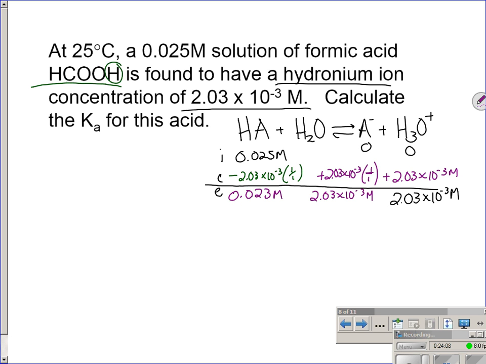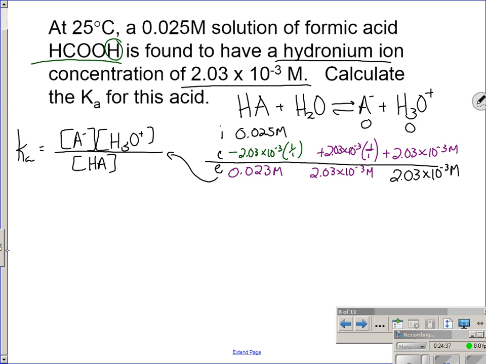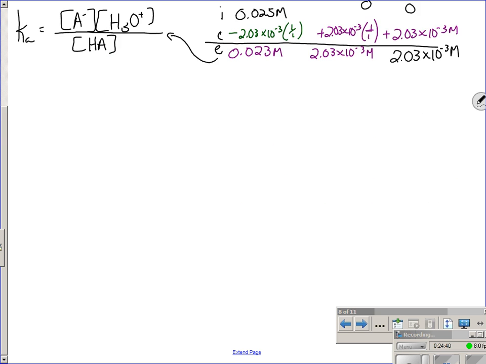Write your equilibrium constant expression. Ka equals the concentration of the conjugate base times the concentration of hydronium divided by the concentration of HA, the acid. Remember, if you don't remember the definitions of conjugates, you might want to go back to the last unit and look at those. And now that we have equilibrium concentrations, we can plug them into our equilibrium constant expression.